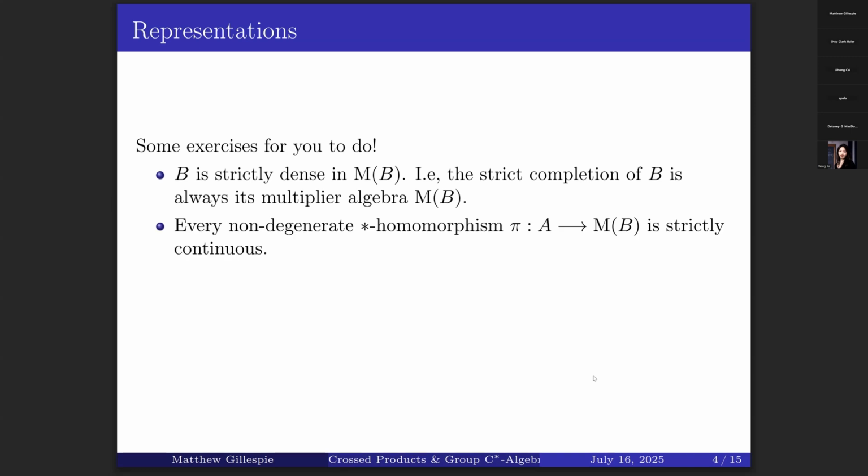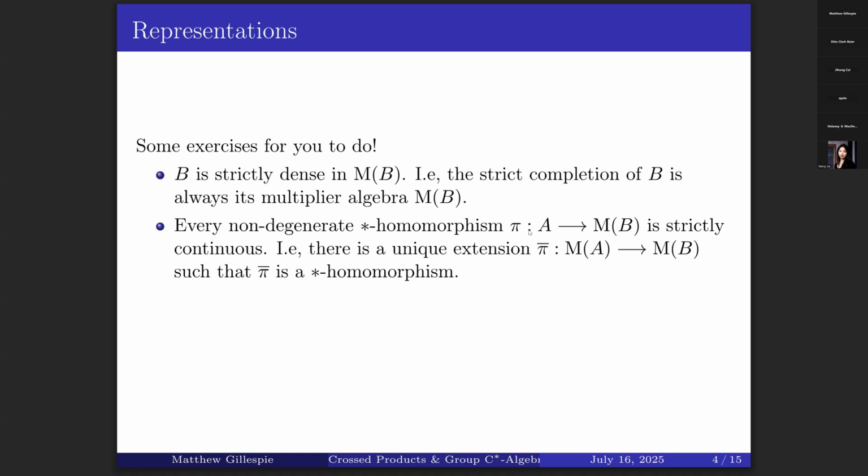Moreover, every non-degenerate star homomorphism pi from A to multipliers of B is strictly continuous. So in particular, if A is strictly dense in its multiplier algebra M of A, that means I'll always be able to find a unique extension to the multipliers of A, such that the extension is also a star homomorphism.